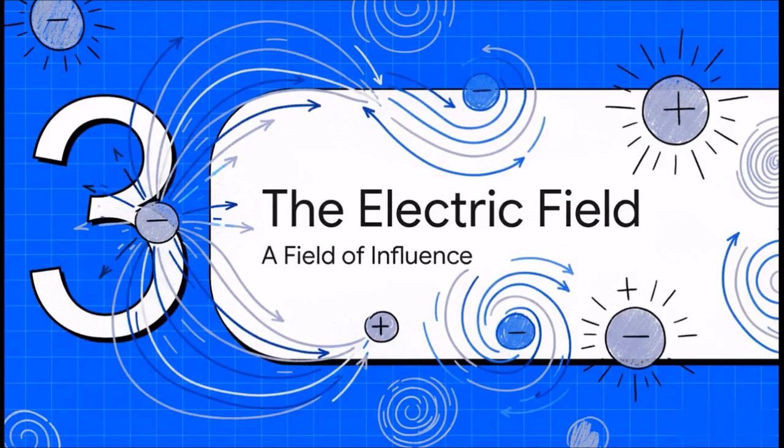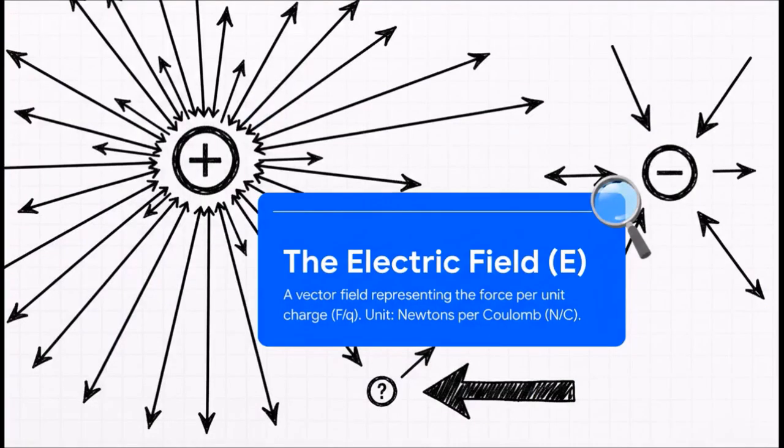Well, the answer is one of the most powerful and beautiful concepts in all of physics: the electric field. It turns out that space isn't empty at all. It's filled with this invisible field of influence. You see, every single charge creates an electric field that radiates outward and fills all the space around it. The best way to think about it is like an invisible map of force. If you drop another charge anywhere on this map, the field at that exact spot tells it which direction to go and exactly how hard it should get pushed. It's the force per unit of charge.